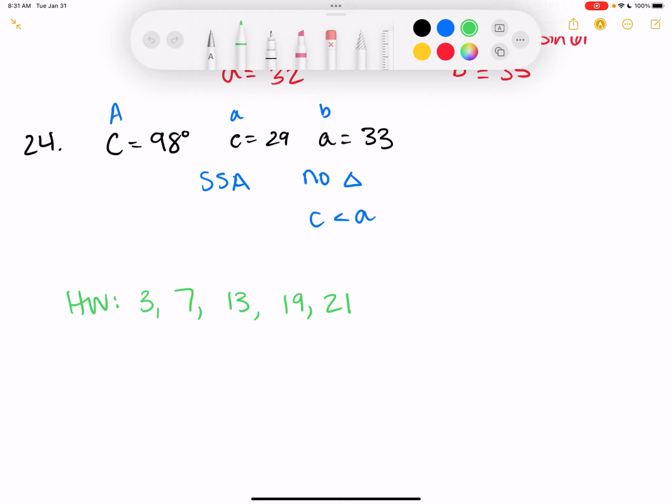We did this one yesterday. That was no triangle because C was less than A. If it had been one that was acute, obviously we would have found H and then gone from there.